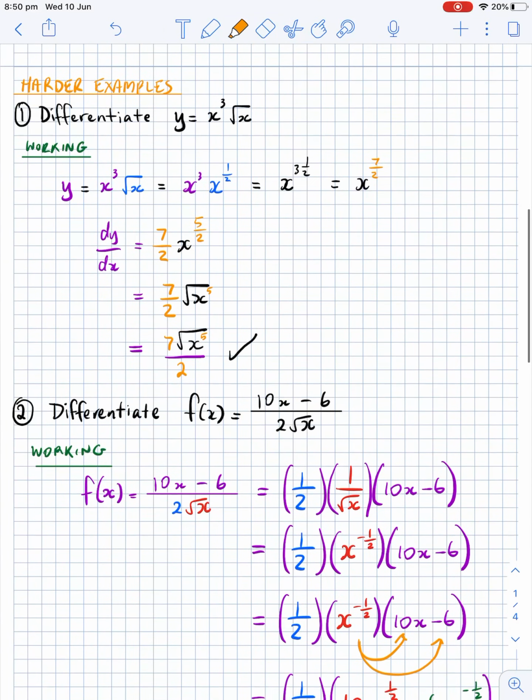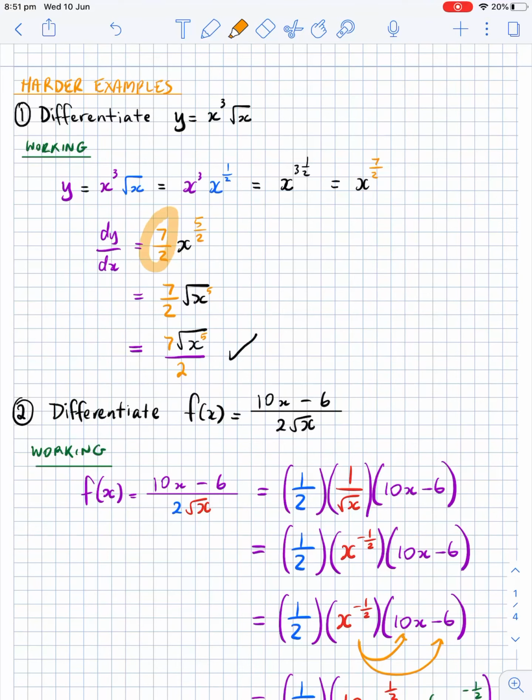Okay, so let's do some harder examples now. Differentiate this. This is a bit of a weird one because you've got that multiplied by that. The idea is whenever you see this root sign, you want to change it to its fractional index form, which is going to look like that. And we can add these powers because they have the same base. So that's going to be 3.5, because 3 plus a half, and change that to improper form. So it's going to be 7 over 2, and that is easily differentiable.